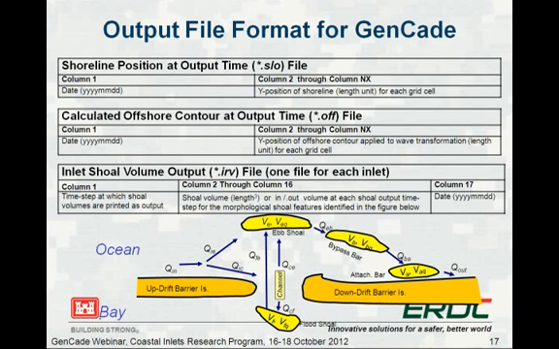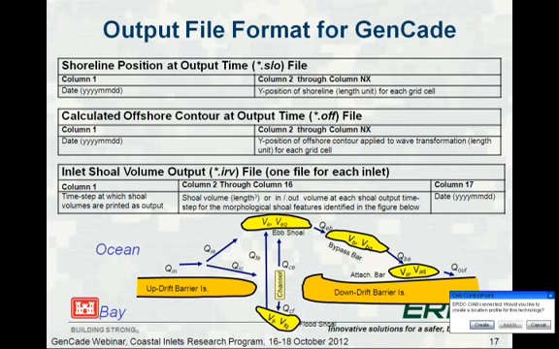We also have a calculated offshore contour, which is in the same format as the shoreline position output time file. And then we also have the inlet shoal volume output file. This is the .irv file. This one actually shows that at each time step, you can see how the ebb shoal, flood shoal, and the bypassing and attachment bar on the left and the right change over time. So how they maybe are depleted or how they start returning to equilibrium. You can also open this kind of file in the SMS, and I will show you that probably tomorrow.